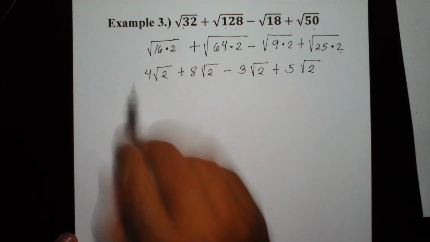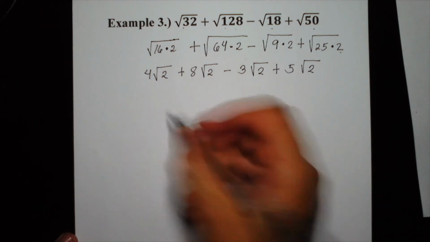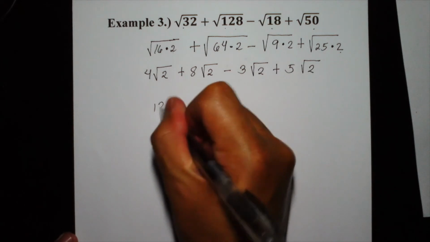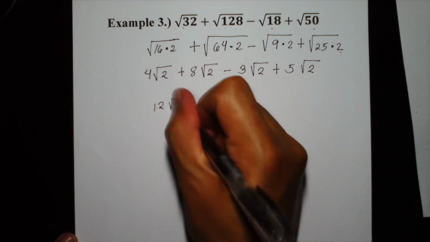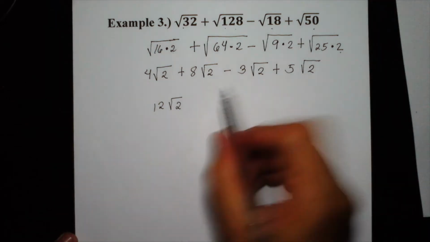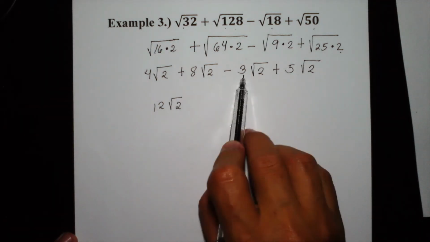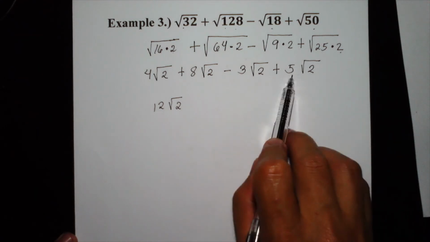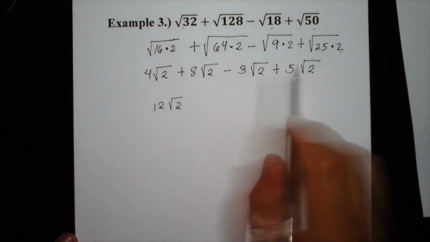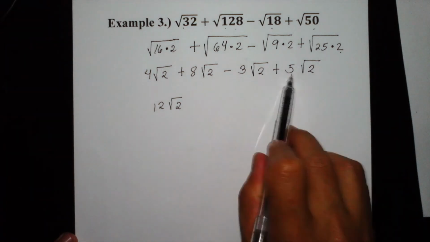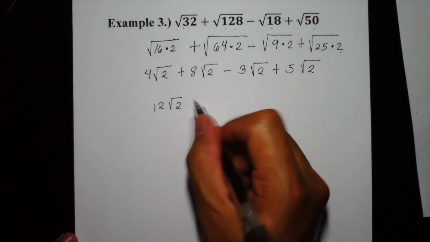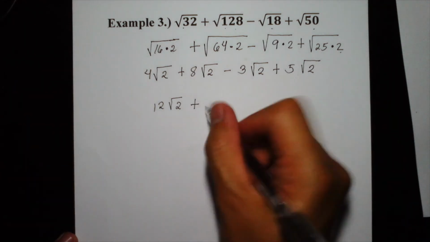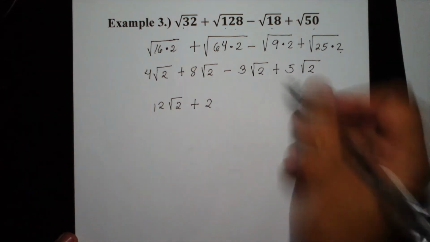Okay, so we have 4 plus 8, that will be what? 12. Then copy square root of 2. Then minus negative 3 plus 5. So it will proceed to subtraction. The result will be 3 minus 5. That will be what? Negative 2. Then copy square root of 2.